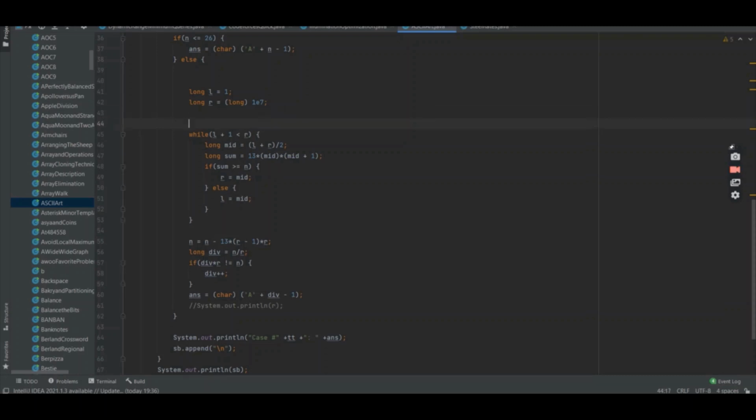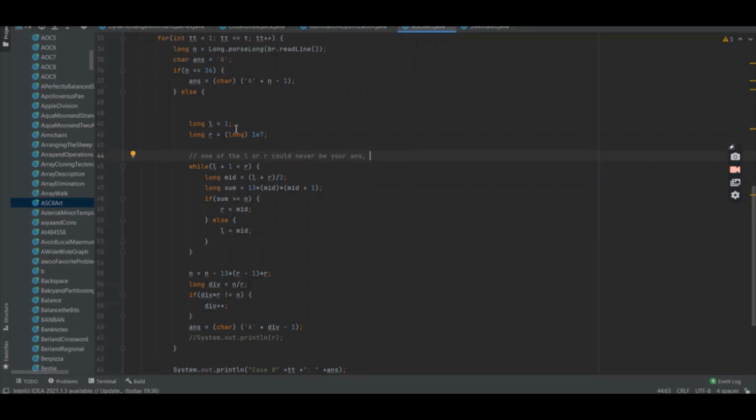Basically, in this approach, one of the L or R could never be your answer, and the remaining would be your answer. In this case, L, the first set of alphabets, will never be your answer because we have included them in this base case.